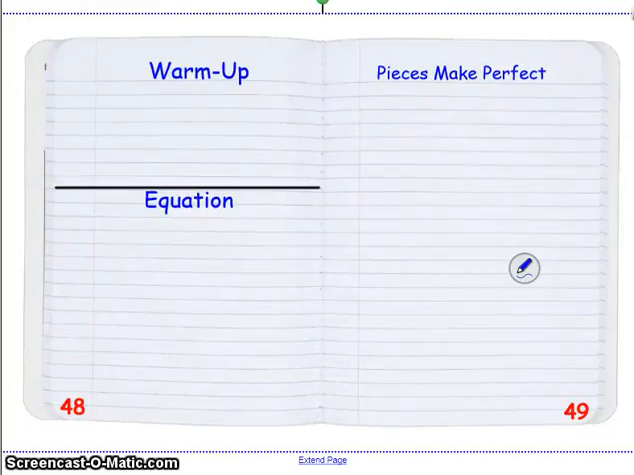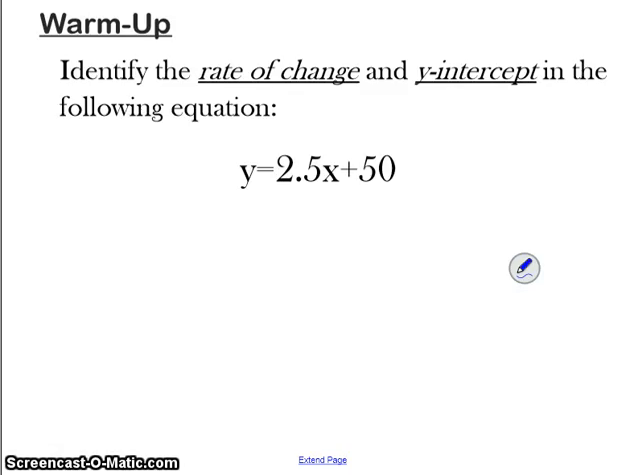Today we're on page 49 in our notebooks, so make sure that you set up your notebook as well as fill in the table of contents page. This is your warm-up. It says identify the rate of change and the y-intercept in the following equation. So remember that there's no math involved. You're just identifying which one's the rate of change and which one's the y-intercept.